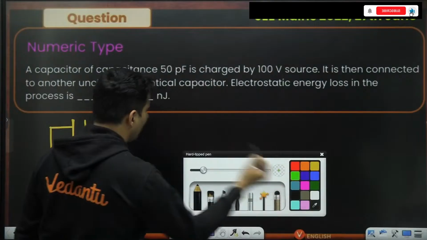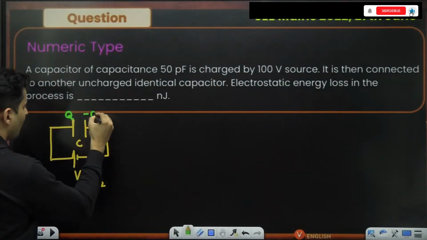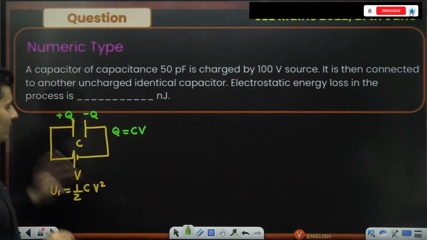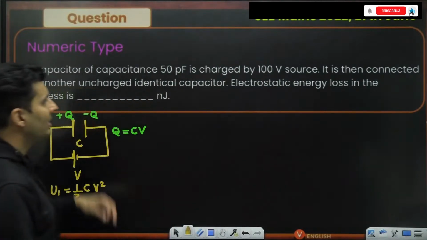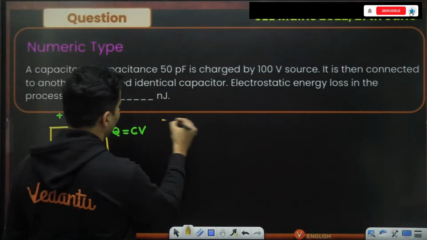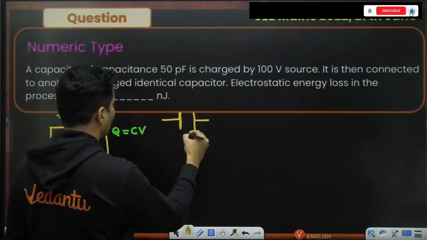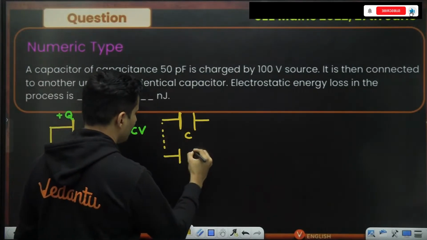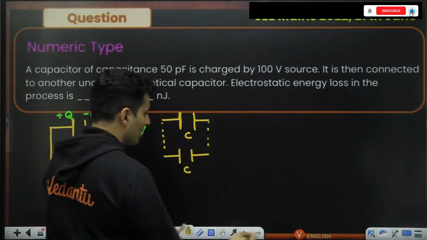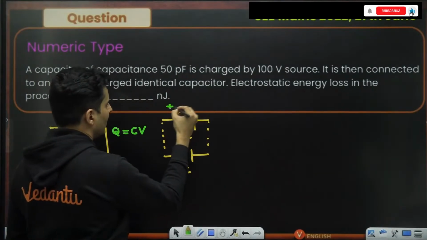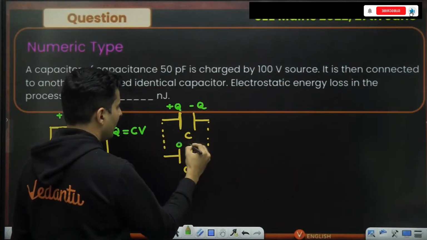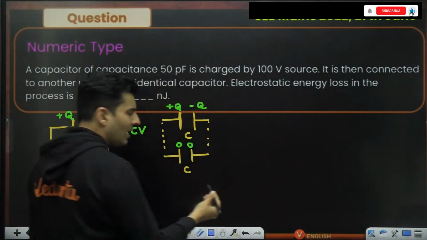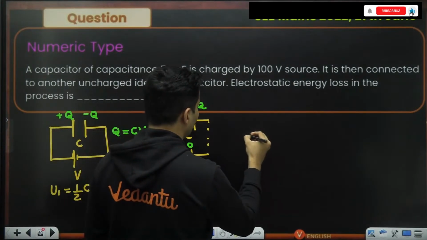Now, talking about the charge on it, this Q will be capacitance into voltage. Keep this aside. Now it is connected to another uncharged capacitor. You have this capacitor of capacitance C, identical in nature, not yet connected, but I'm just putting it beside. So this one has a charge of plus Q and minus Q, and this one has a charge of 0. Now, the moment you connect it, the charges will get distributed.